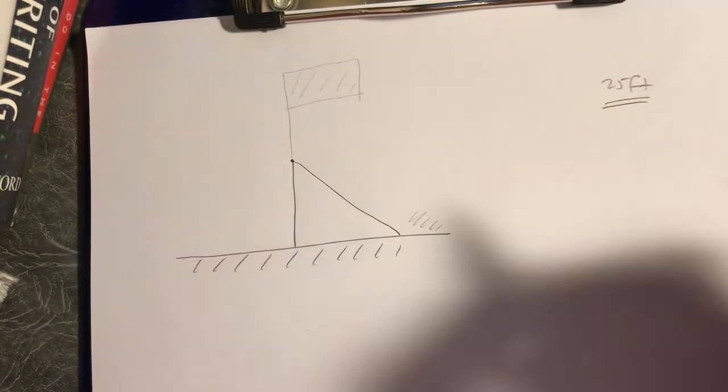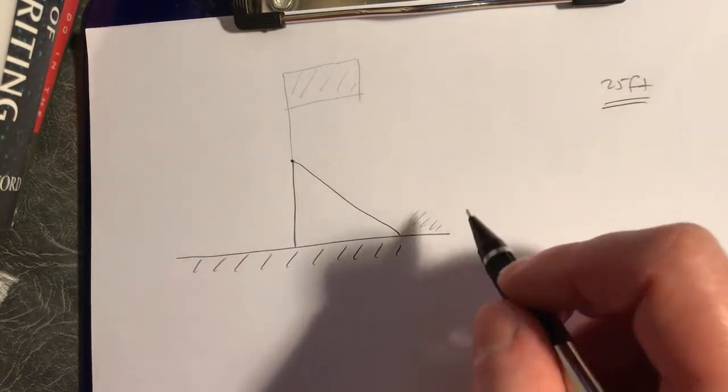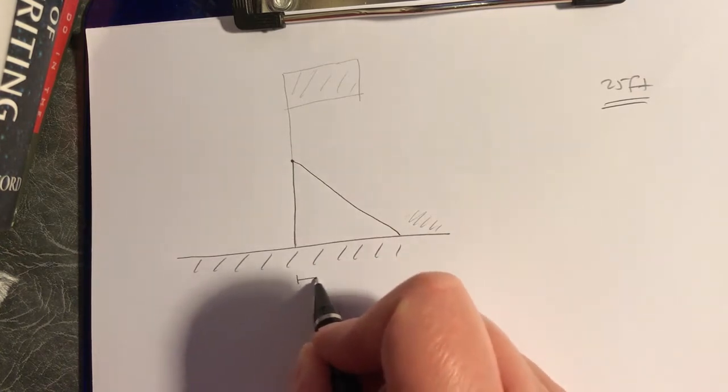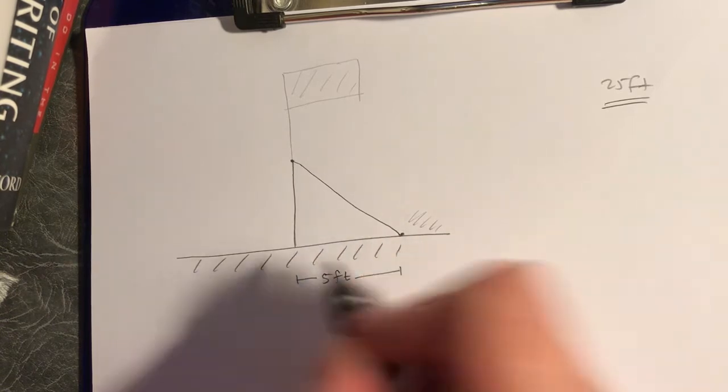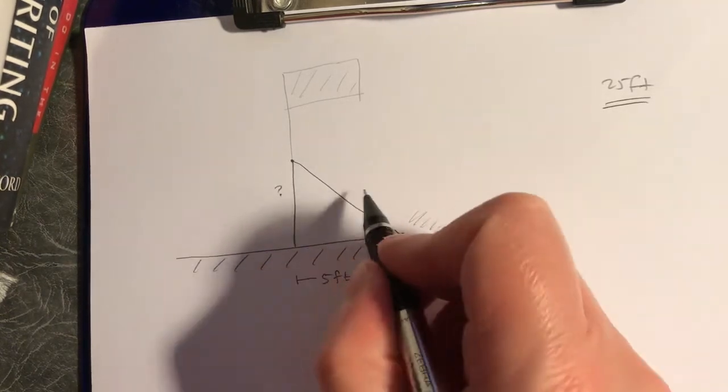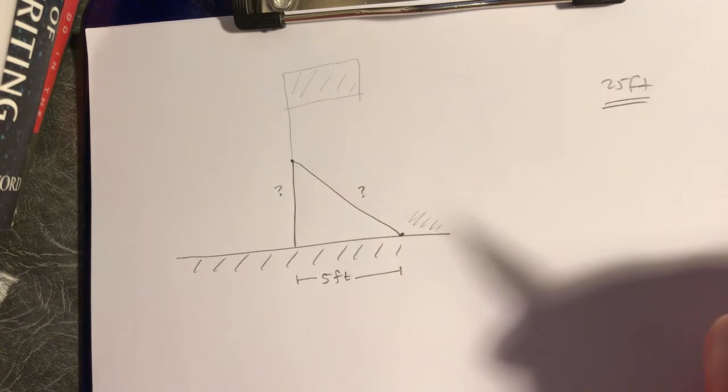Here's your flag all crumpled up on the floor. And we know that it's a distance of 5 feet from the tip of my flagpole to its base. And the question is, I want to know how long each of those broken pieces of flagpole are.